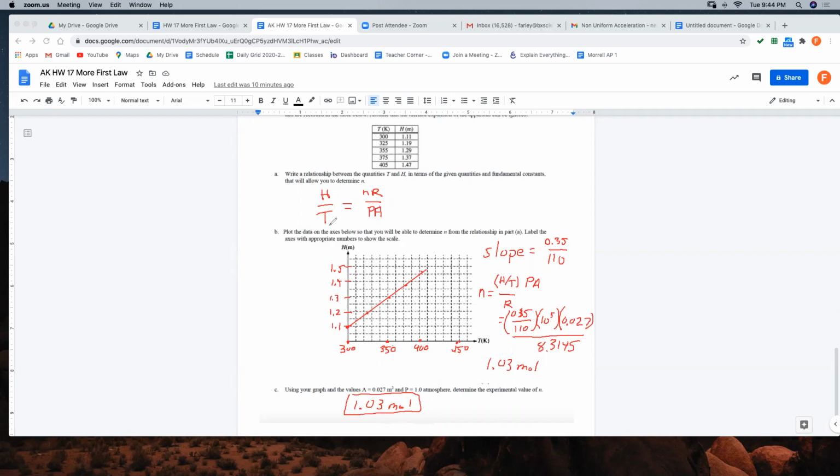All right, so that's it. So you figure out the equation, H in terms of T. I didn't even do that on purpose, but it came out well because H over T is the slope. And the slope is going to be equal to NR over PA. And so therefore I can find N is just the slope times P A over R, plug everything in, you get the right answer.